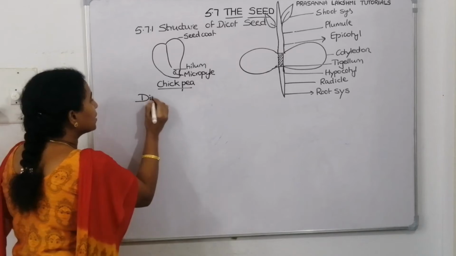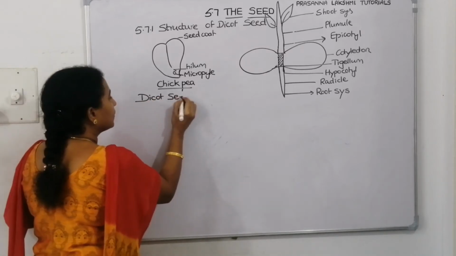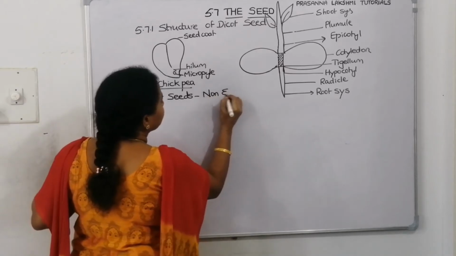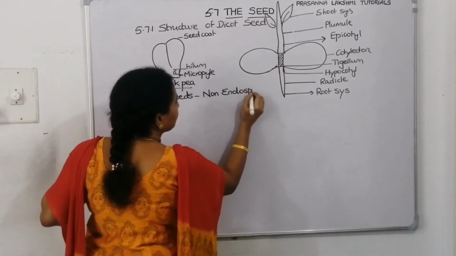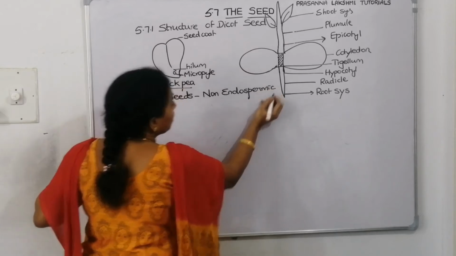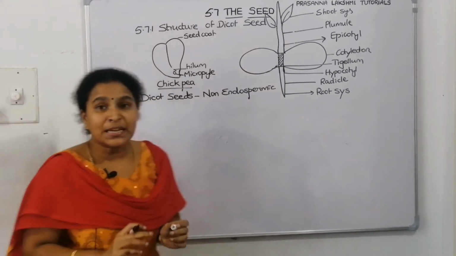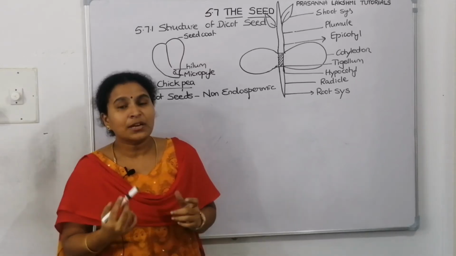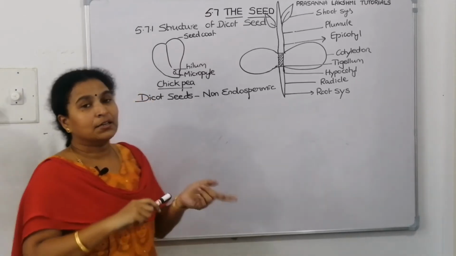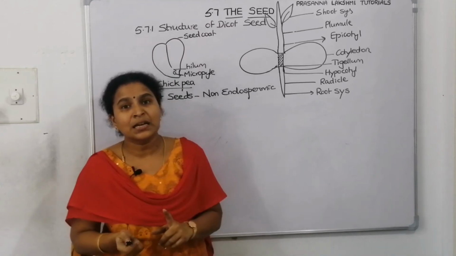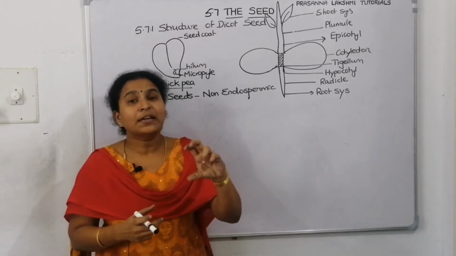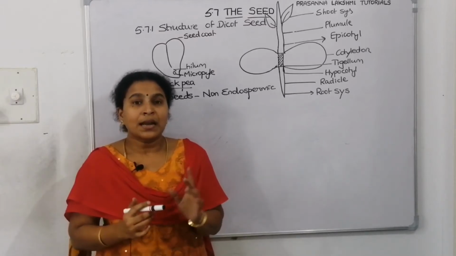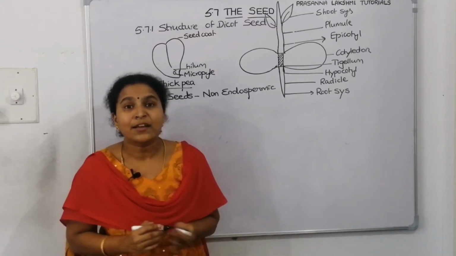Now dicot seeds, we tell they are non-endospermic. So dicot seeds develop after fertilization. After fertilization, we know that the ovary will turn into fruit, the ovule will turn into seed. Then the large central cell will turn into endosperm. It is called double fertilization, right? It is called endosperm.